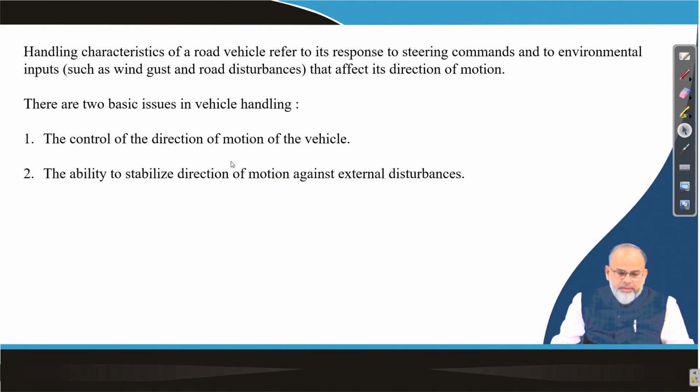Now, when I say handling characteristics, the handling characteristics of a road vehicle refer to its response to steering commands and to environmental inputs. Inputs could be wind gusts or road disturbances which will affect the direction of motion. So, there are two basic issues associated with vehicle handling. The first one is the control of the direction of motion of the vehicle. The second one is the ability to stabilize the direction of motion against external disturbances.